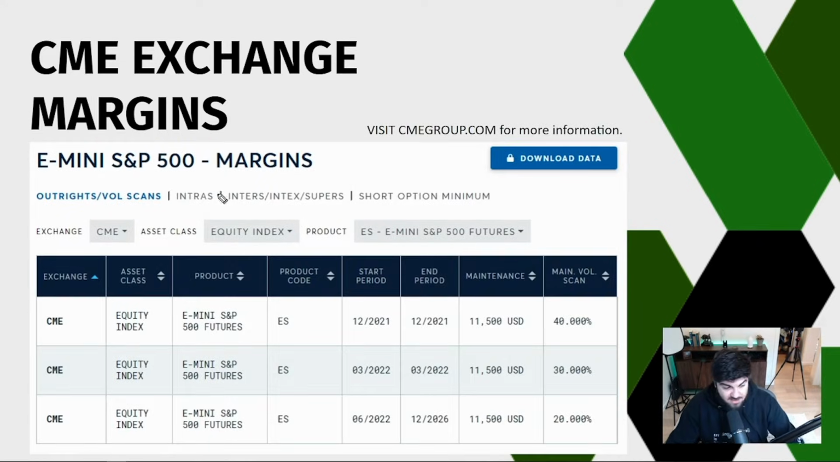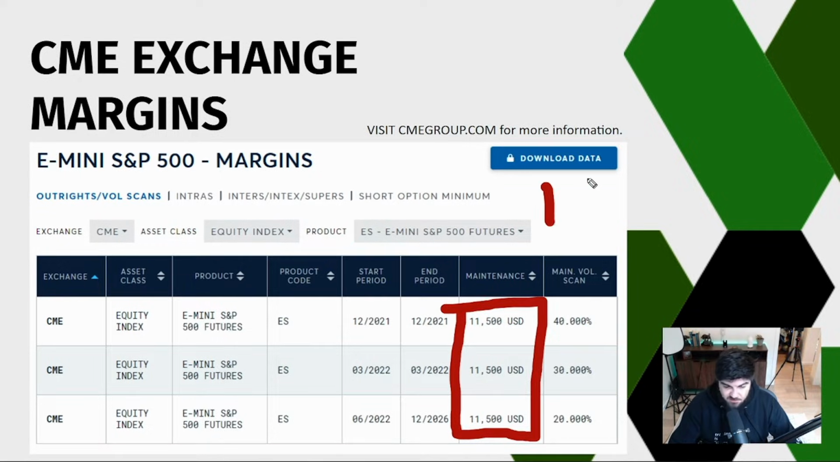Here are some CME exchange margins for some very popular futures products. One of those is the E-mini S&P 500. So these are the futures on the S&P 500 index. You can see that the margins change and are set ultimately by the Chicago Mercantile Exchange. At the moment, the maintenance margin is $11,500 US per single E-mini contract that trades and tracks the S&P 500 index.